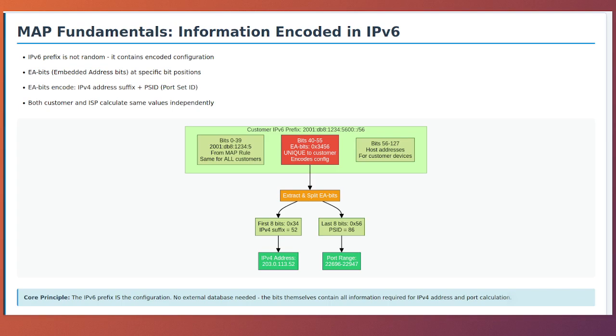Both the customer's equipment and the ISP's border router can extract these EA bits and perform the exact same calculations to determine the IPv4 address and port range. No communication is needed. No database lookup is required. Just pure mathematics that both sides execute independently to arrive at the same answer.